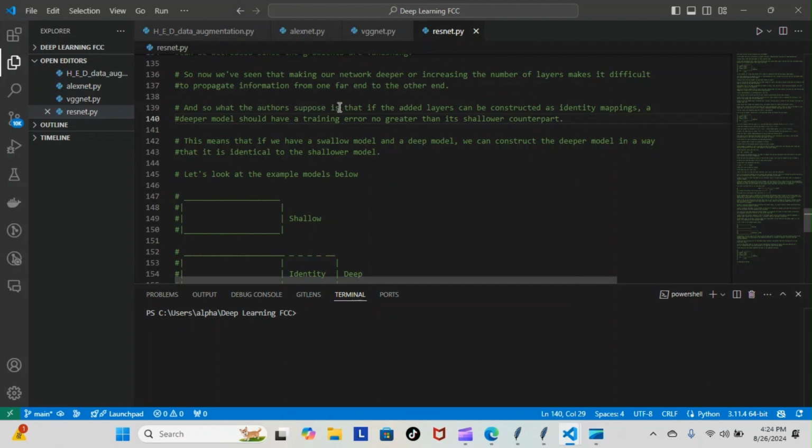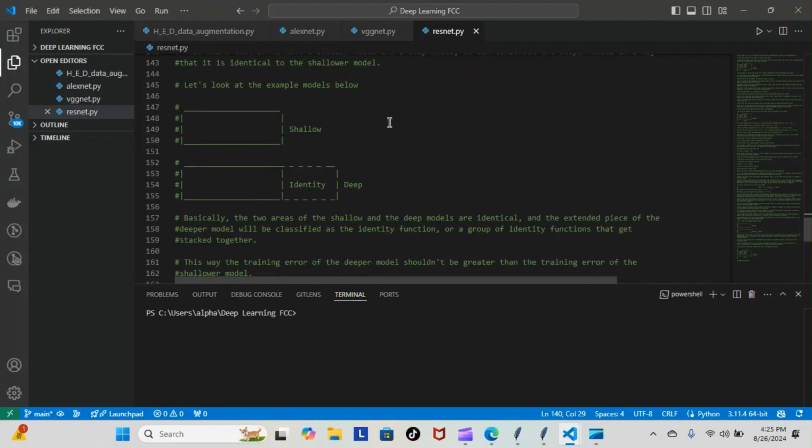And so what the author supposes is that if the added layers can be constructed as identity mappings, a deeper model should have a training error no greater than its shallower counterpart. This means that if we have a shallow model and a deep model, we can construct the deep model in a way that it is identical to the shallower model. Let's look at the examples below of the shallow and the deep model.